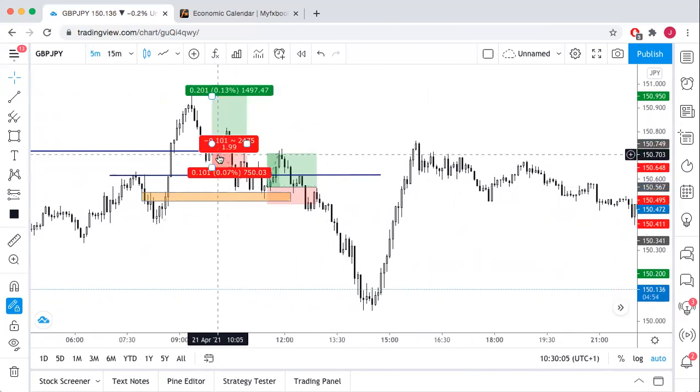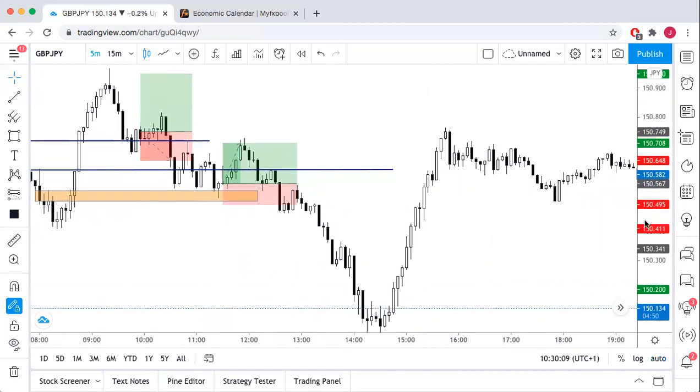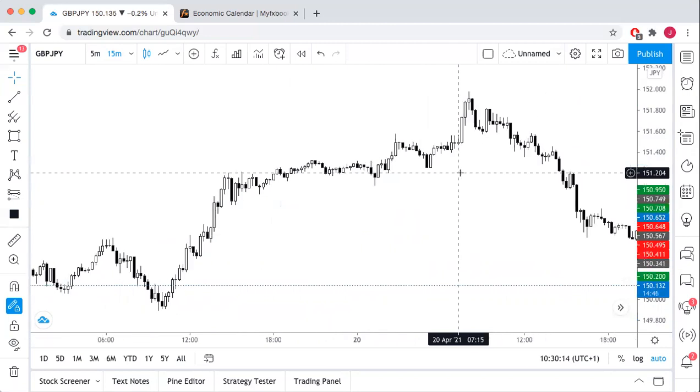Price pushed up, even exhausted on the level, and then just happened to come down again. So the structure there was nice. It was all in my favor. I would take the trade again.